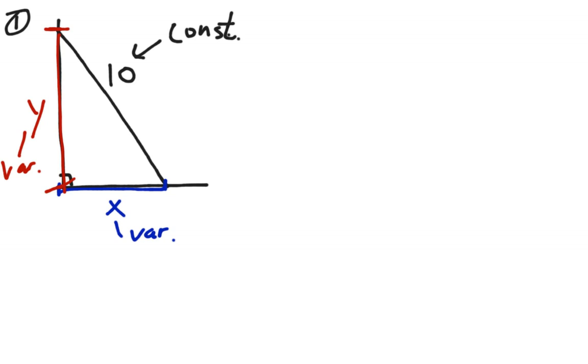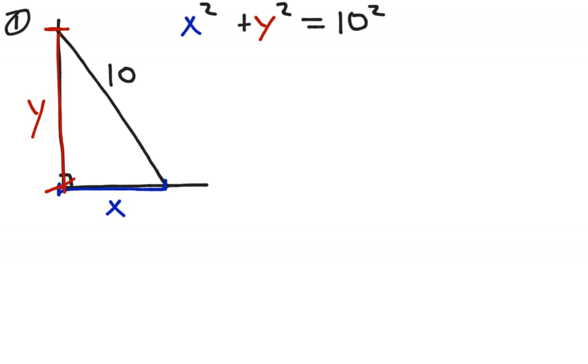Step 3 was to write an equation relating the variables. Can we see the relationship between x and y? Well, they're both legs of a right triangle. Oh, right triangle. Very nice. So I'm going to Pythagorize this. Bam. How nice is that? Okay, step 3 is done.